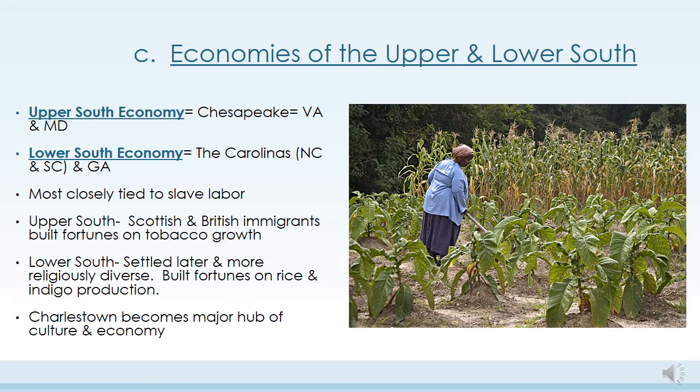Although more ethnically diverse than New England, the Upper South, areas of Virginia and Maryland, tied to the Chesapeake, drew immigrants mostly from England and Scotland. The planter elite who dominated this region built their fortune on tobacco grown on plantations with slave labor. And in fact, it was John Rolfe who first experimented with the growing of tobacco. And you might recognize his name because he was in the story of Pocahontas.